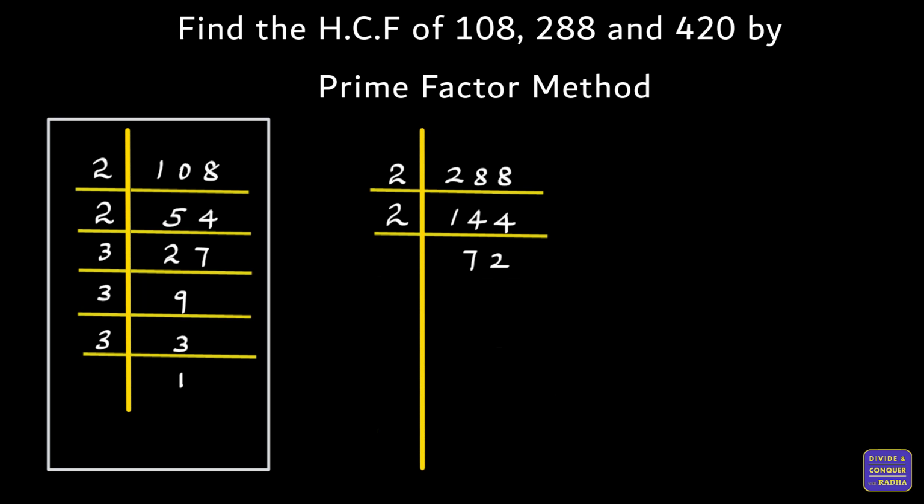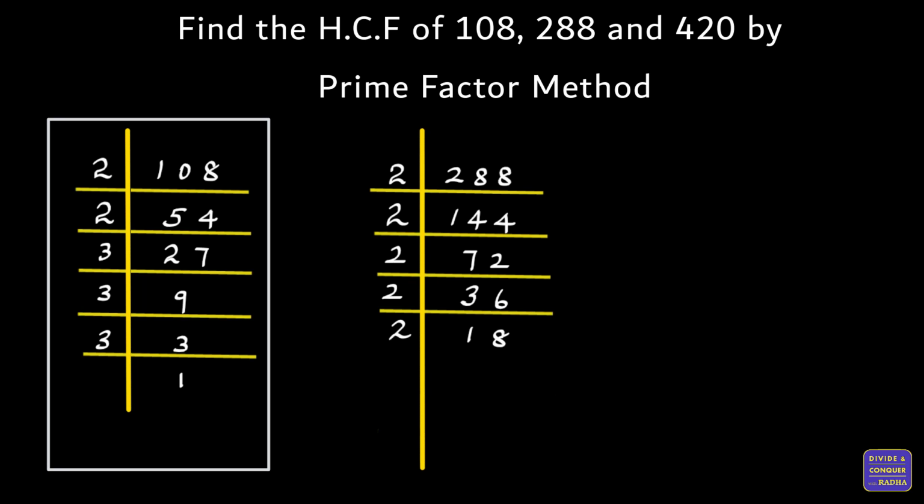72 again an even number which is divisible by 2. 2 3s are 6 and 12. So 2 6s are 12. 36 is divisible by 2. So 2 1s are 2, remainder 1. So 16, 2 8s are 16. 18 is an even number divisible by 2.